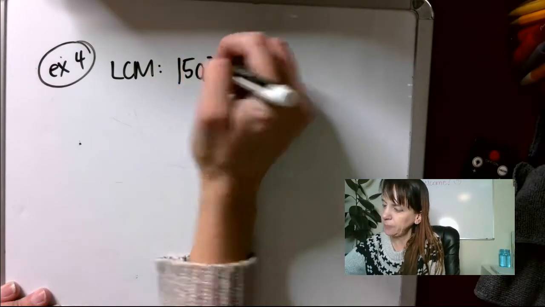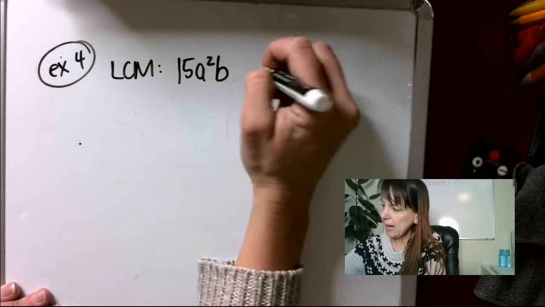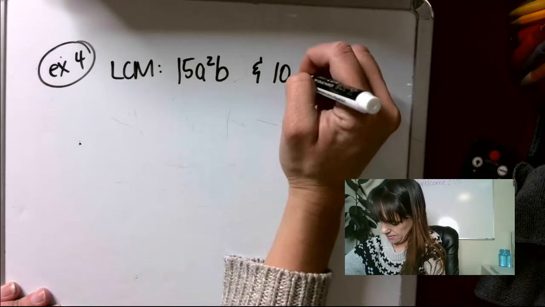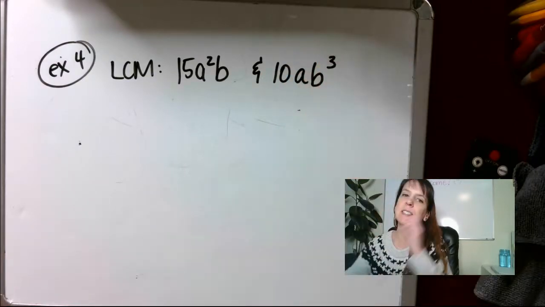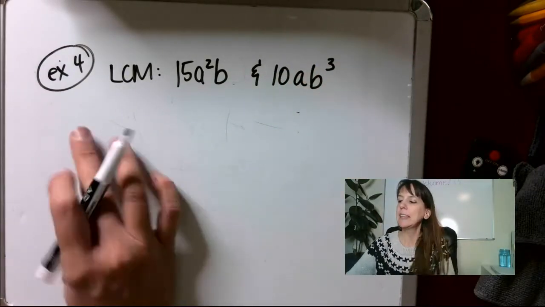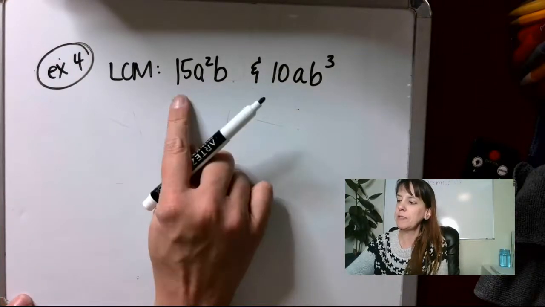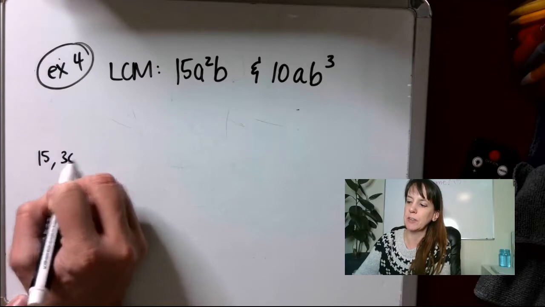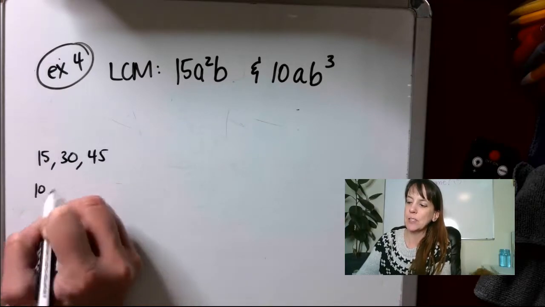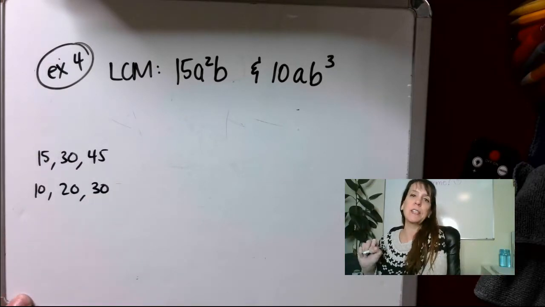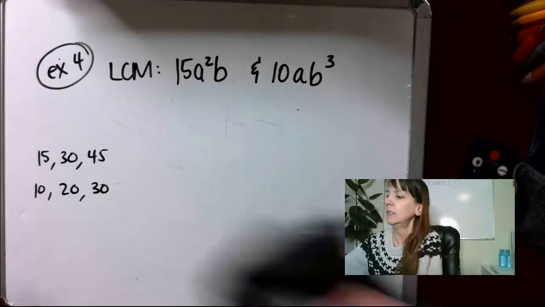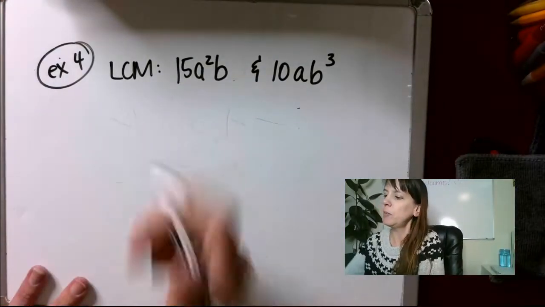15a squared b and 10ab cubed. Let's deal with those numbers separately. The least common multiple of 15 and 10, right? Well, we could do multiples: 15, 30, 45; 10, 20, 30. Aha, our least common multiple is 30. So the least common multiple will be 30.